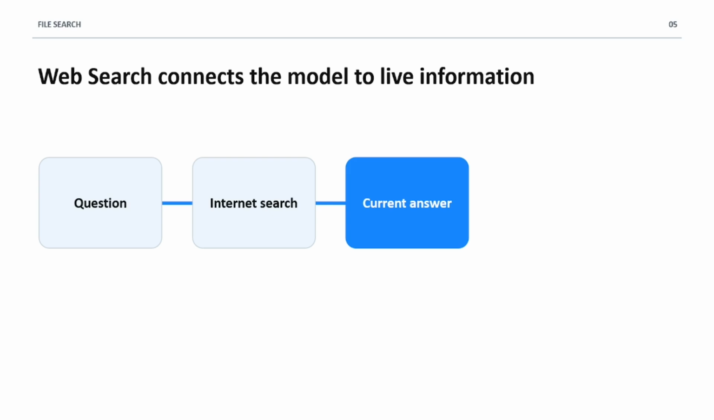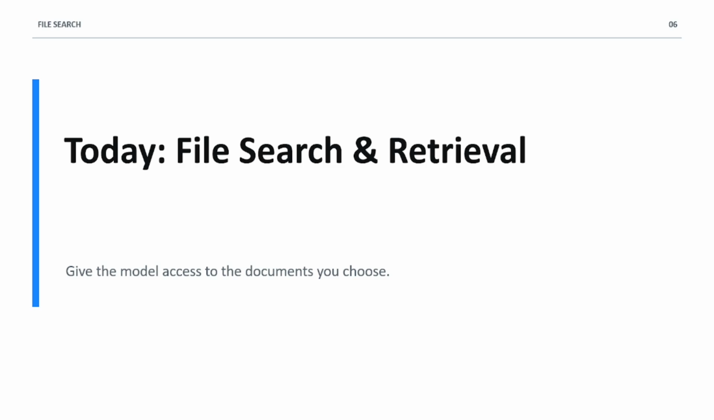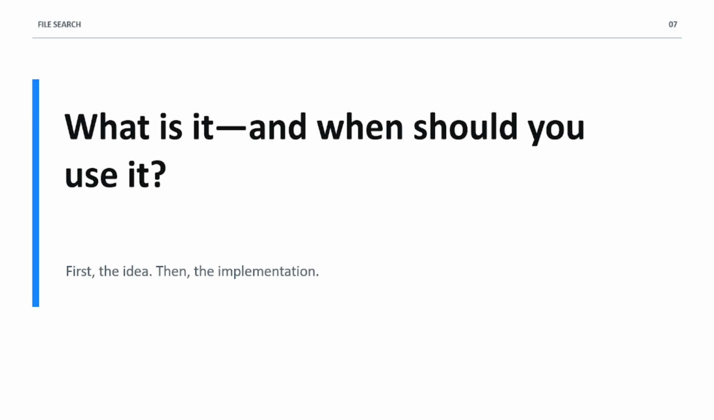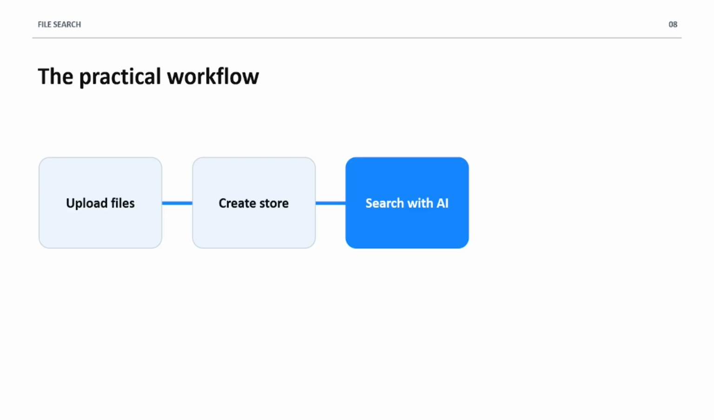So far, we have looked at OpenAI's built-in web search tool, which enables the AI to search the internet to get live information for its responses. Today, we will be looking at file search and retrieval. We'll discuss what file search and retrieval is and when to use it. We'll also go through some code examples to walk you through how to upload your files and how to use the file search tool when interacting with your AI agents.